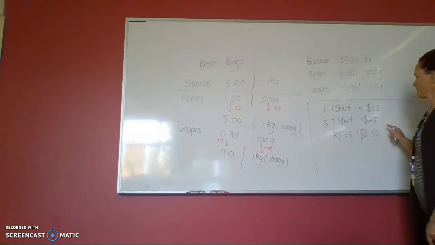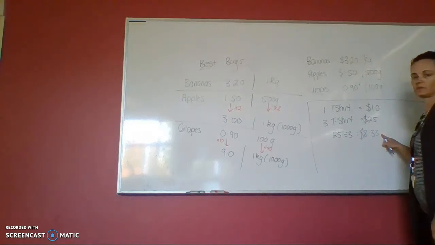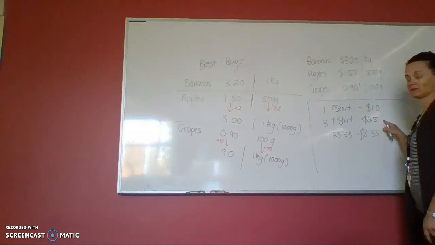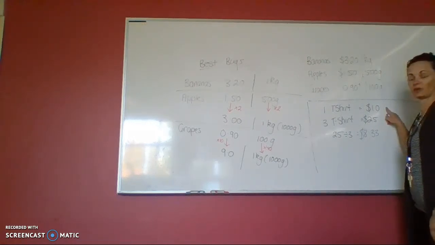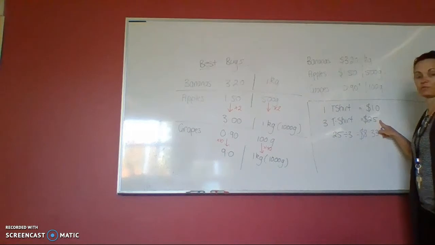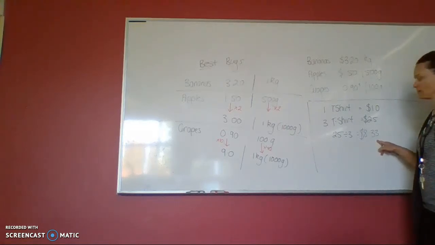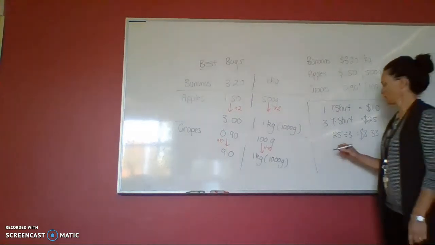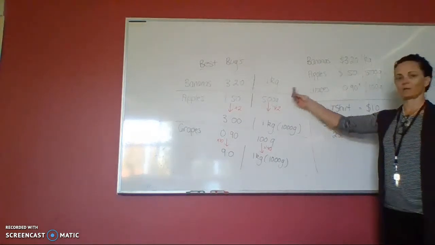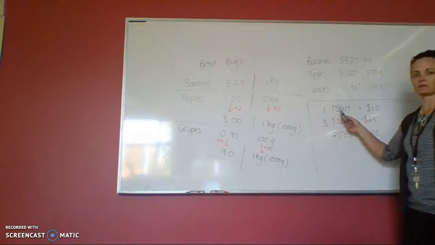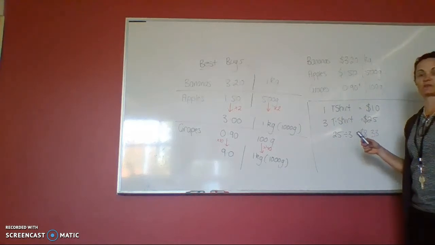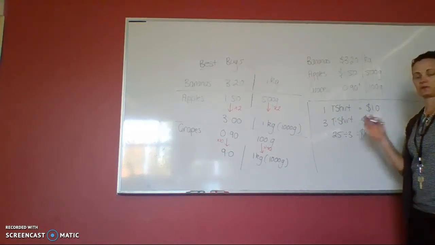So by buying 3 t-shirts, you're paying $1.66 less per t-shirt. Are you saving money? Well, if you only want one t-shirt, no, you're actually spending $15 more than what you need to. But how much cheaper is it per t-shirt to buy 3? Well, it's $1.66 cheaper. Okay. So when it's weight, you need to convert to the same weight. When it's items of clothing, you just go to the unitary method. You work out how much for one item and then compare it that way.